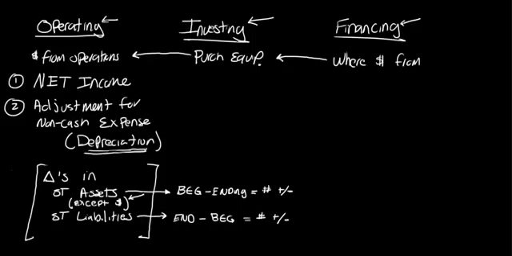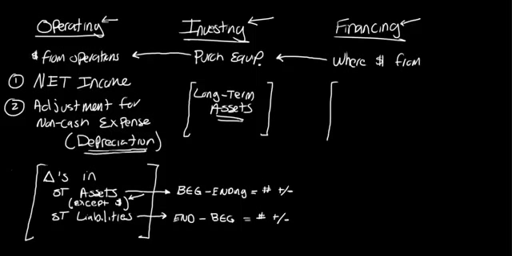Okay, so if the operating section is looking at short-term assets and short-term liabilities, the investing side is primarily looking at long-term assets. So any changes in long-term assets are going to be included in the investing section. And last but not least, the financing. Well, what are our two main sources of financing? Long-term liabilities and equity.